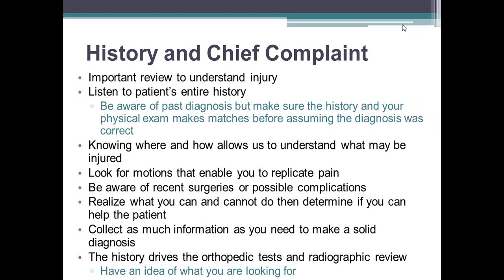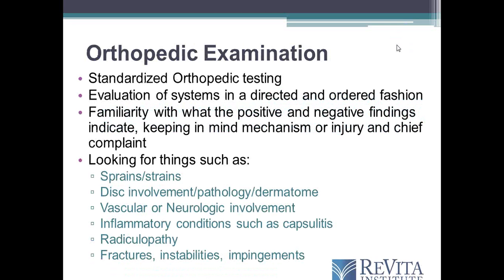One of the things that we've always been told when we were going through class is that from history and chief complaint, anywhere from 70 to 80% of the diagnosis can be made. The orthopedic examination is primarily designed as a standardized testing situation that allows us to evaluate the systems in a direct and ordered fashion. When we do the orthopedic examinations, there are specific things that we will be looking for, and being familiar with what the positive and negative findings indicate will help us to really hone in on what we heard about in the mechanism of injury or their initial chief complaint.